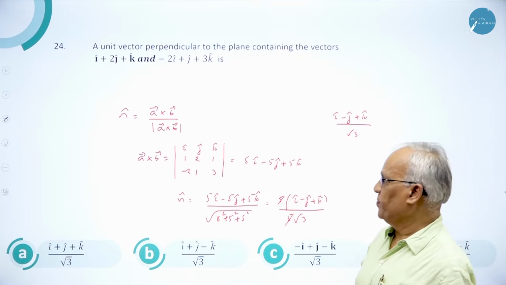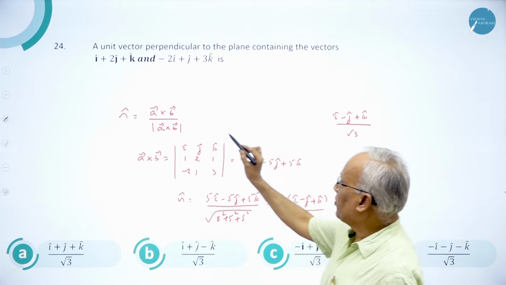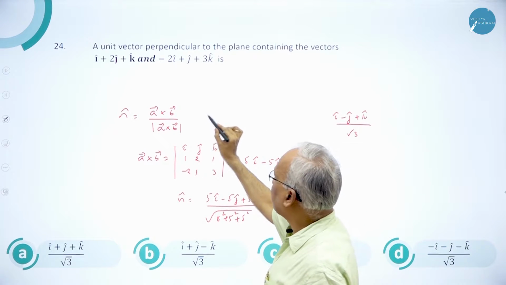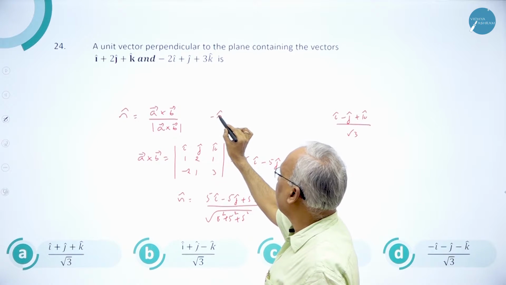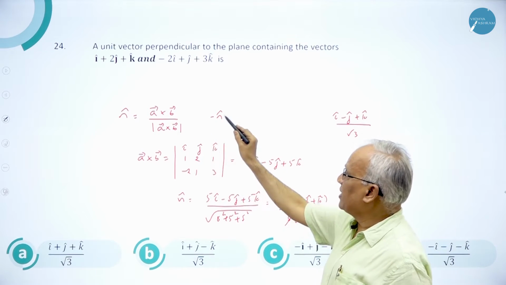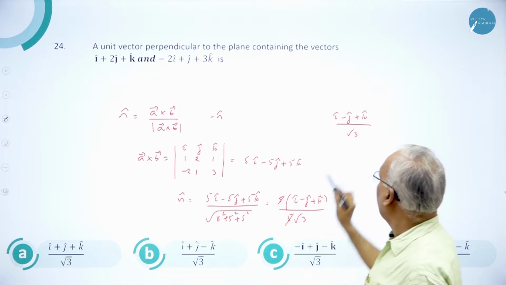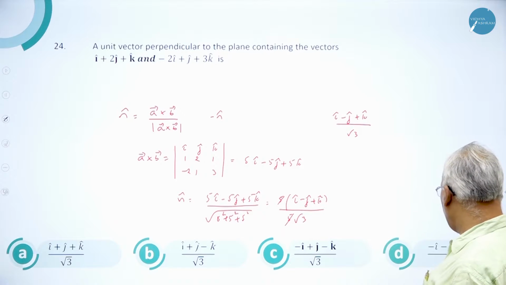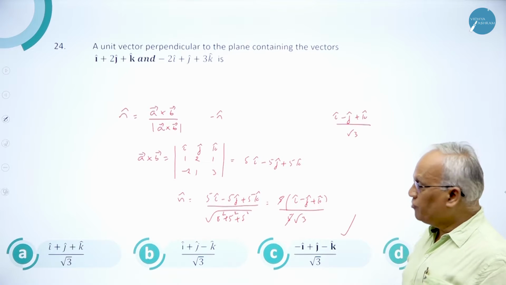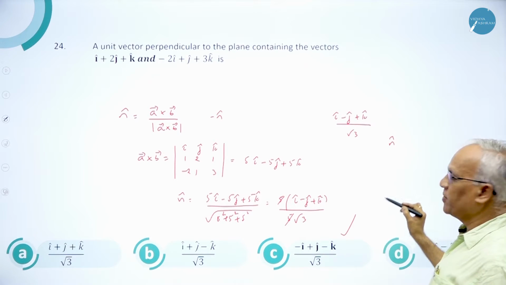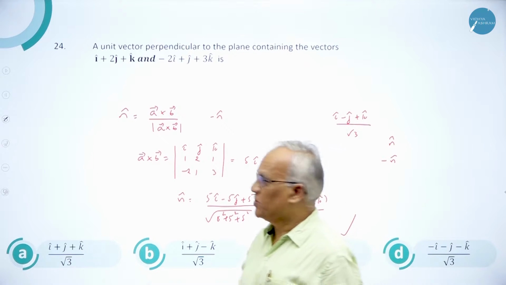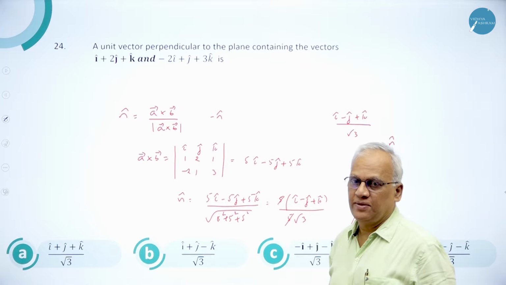Very interesting problem. See, if you have n cap perpendicular to both A and B, there is one more vector perpendicular to A and B. What is that? Minus n cap. Generally they give n cap. So if it's not there, then try for this minus of that. So minus i plus j minus k. Very, very good problem. This is the answer. So if n cap is a vector perpendicular to both A and B, there is one more unit vector perpendicular to that, which is minus n cap. So it's based on that. Okay, right.